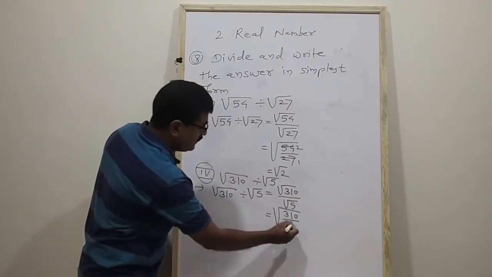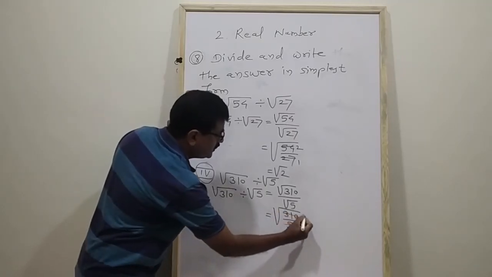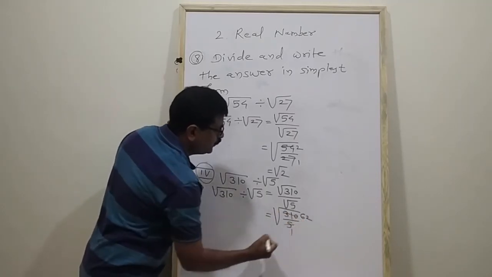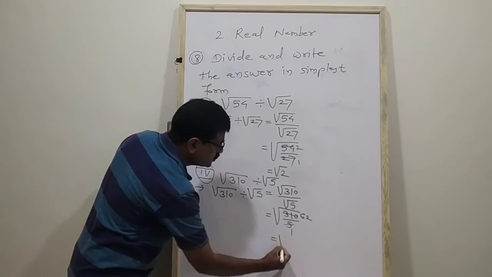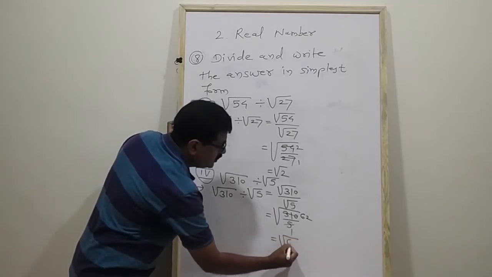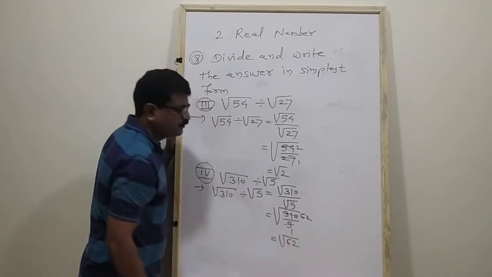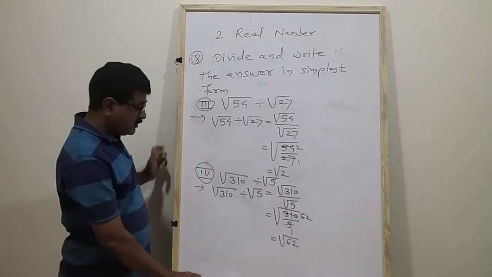Now we are dividing by 5, 6, 2, that is square root of 62. Square root of 62.